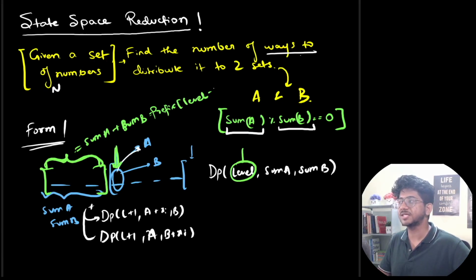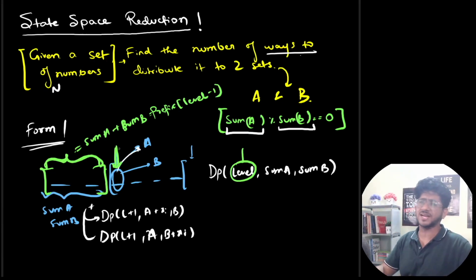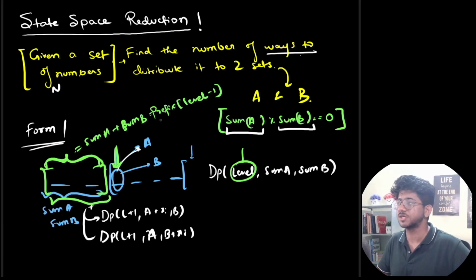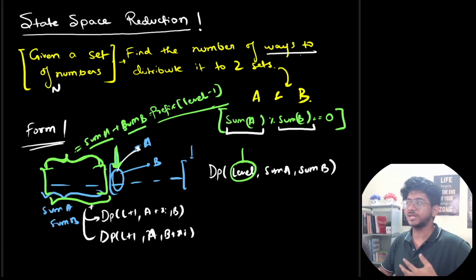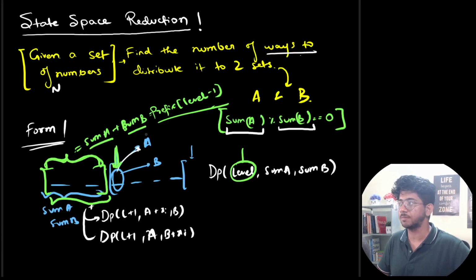I'm not explaining prefix sum right now, but it's a general idea that whatever sum till this much is, that is going to be equal to the sum of whatever elements you have taken in A plus whatever elements you have taken in B. We are distributing all the elements in the two sets, so it's combined over here. Now, if we have this function, we know that sum of B is going to be equal to prefix of level minus 1 minus sum of A.